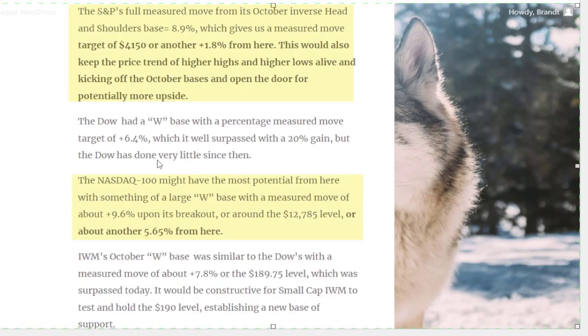So here's Tuesday's daily wrap. This is just an excerpt from that. The S&P's full measured move from its October inverse head and shoulders base is 8.9%, which gives us a target of 4,150, or another 1.8% from here. This would also keep the price trend off that October low as an intermediate uptrend with higher highs and higher lows. And down here, the NASDAQ might have the most potential from here with something of a large W base and its measured move of 9.6%. So the measured move target was 12,785. Remember, this is Tuesday, the night before the Fed, or the FOMC.